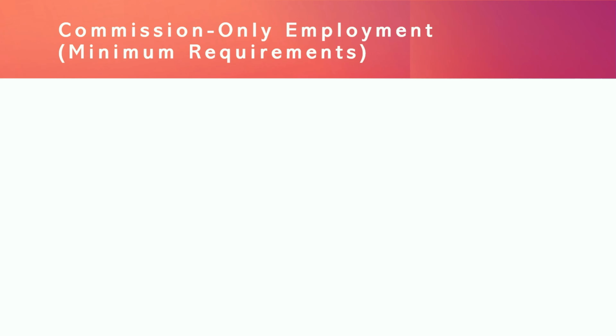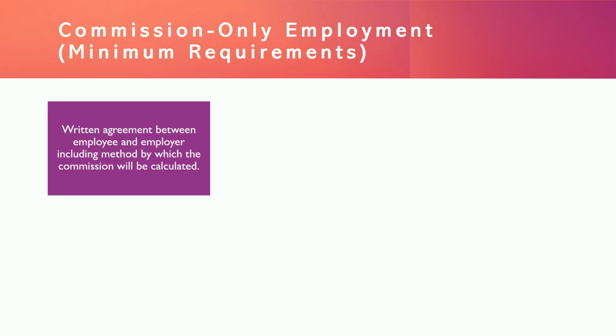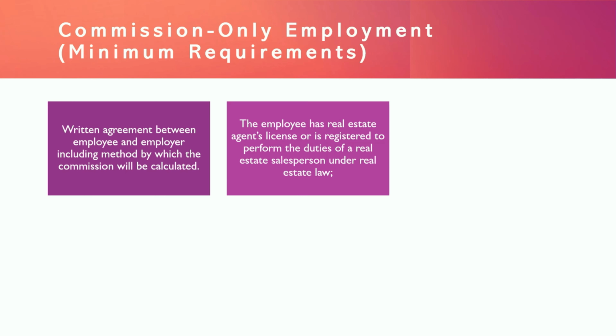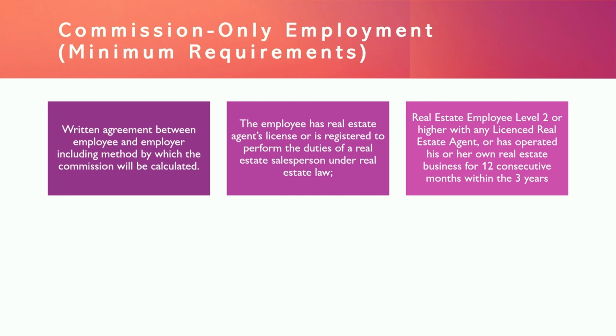The legislation stipulates that all of the following requirements must be satisfied for an employee to be eligible for payment on a commission-only basis. Written agreement is in place between the employee and employer, including the method by which the commission will be calculated. The employee has a real estate agent's license or is registered to perform the duties of a real estate salesperson under real estate law. The real estate employee is a Level 2 or higher employee with any licensed real estate agent or has operated his own real estate business for 12 consecutive months within the last 3 years.